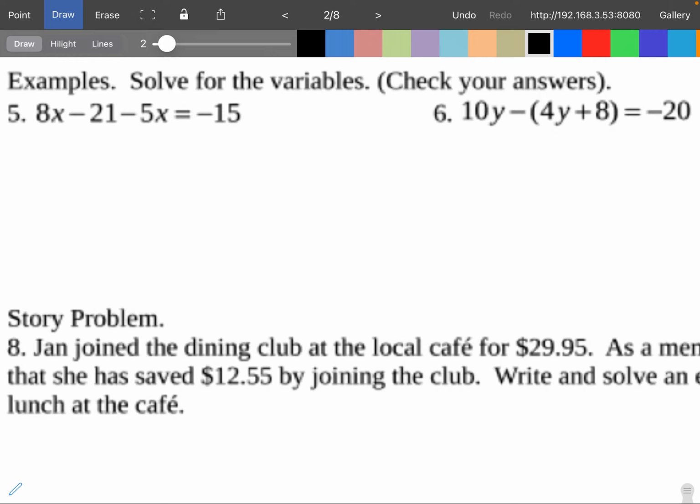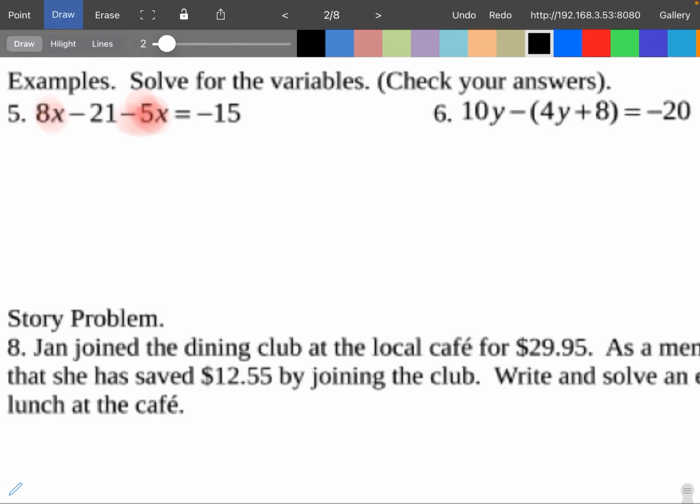All right. So when you look at number 5, is there anything you can combine on the left-hand side? On the left-hand side of the equal sign? Yeah, you got 8x, take away 5x, so what's that? That's going to be 3x, yeah. So what we just did is you can combine this term and this term. So 8x's take away 5x's leaves you 3x's.